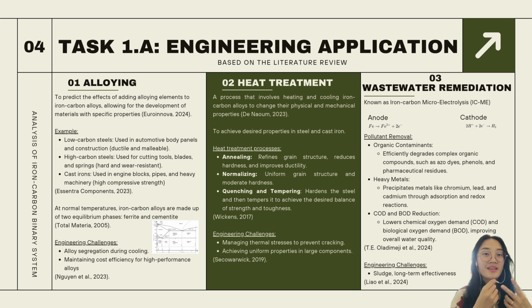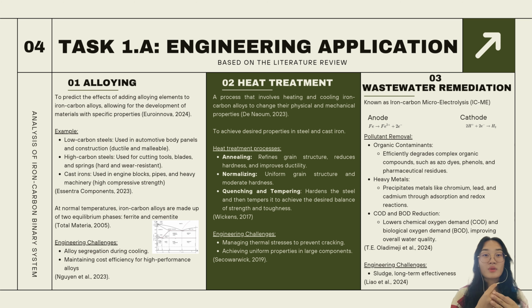The second one is heat treatment. It is the process of heating and cooling iron-carbon alloys to modify their microstructures to achieve desired mechanical properties. The key processes include annealing, which refines grain structure, reduces hardness, and improves ductility. The second one is normalizing, which creates uniform grain structures and moderate hardness. And the third one is quenching and tempering, which hardens the steel and then tempers it for a balance of strength and toughness. But there are challenges here as well, which is managing thermal stresses to prevent cracking during the process and ensuring uniform properties in larger components, which can be tricky to achieve.